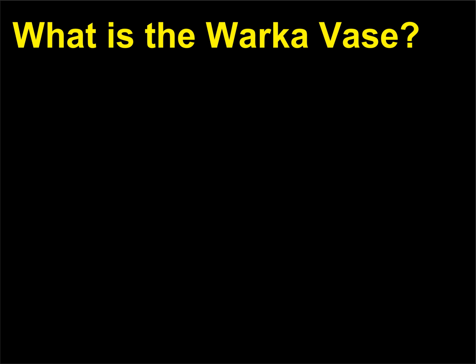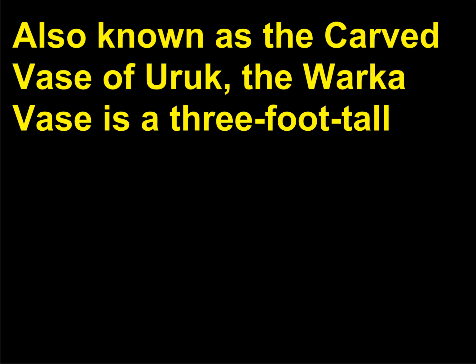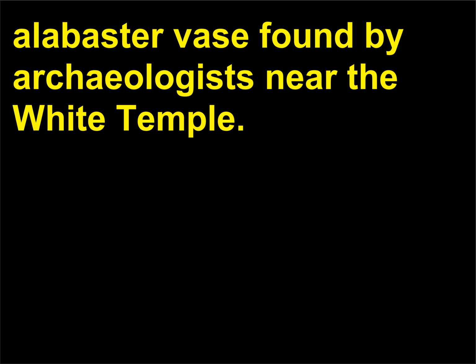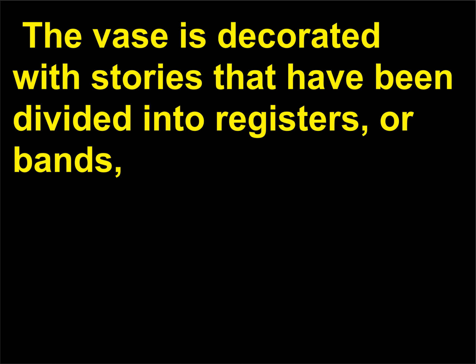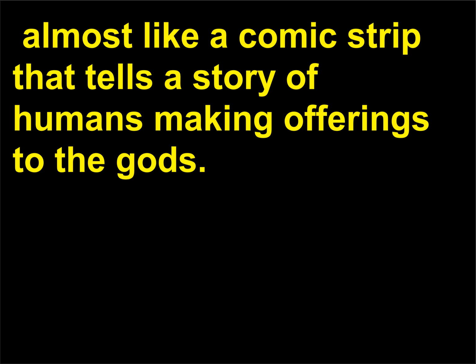What is the Warka Vase? Also known as the carved vase of Uruk, the Warka Vase is a 3-foot tall alabaster vase found by archaeologists near the White Temple. The vase is decorated with stories that have been divided into registers, or bands. Almost like a comic strip that tells a story of humans making offerings to the gods.